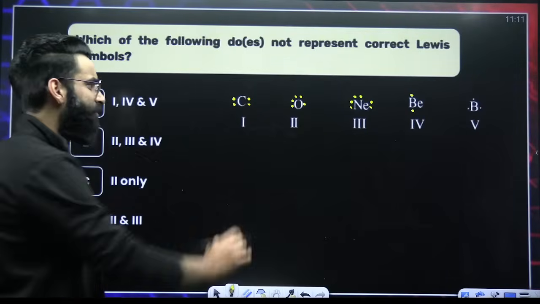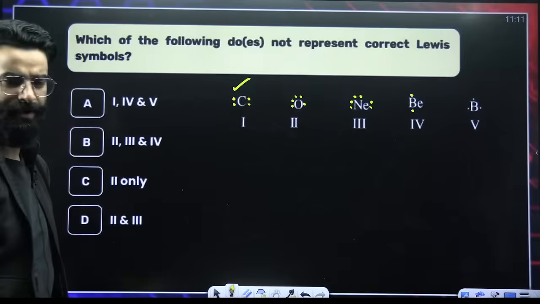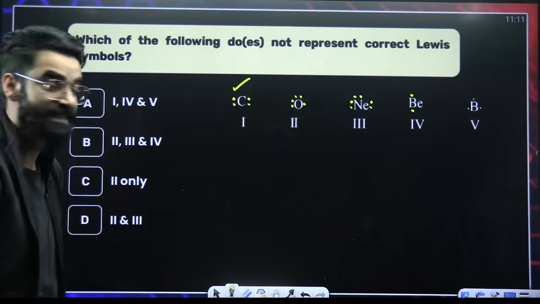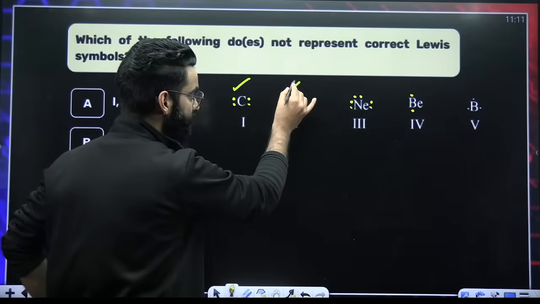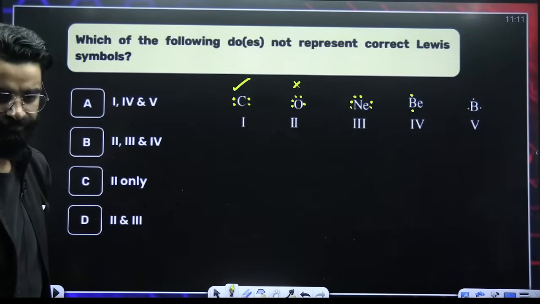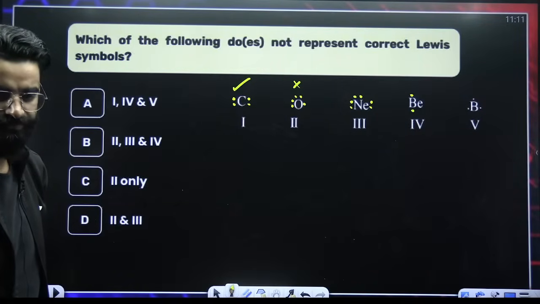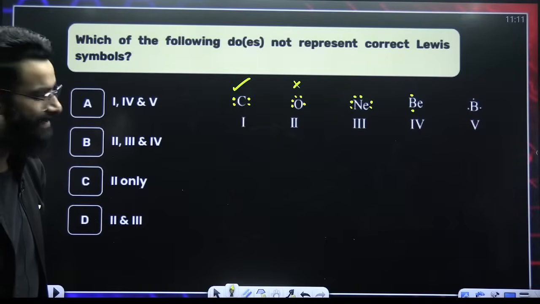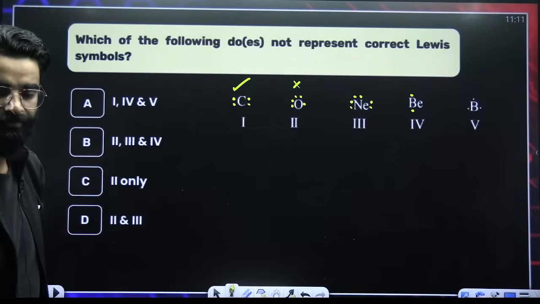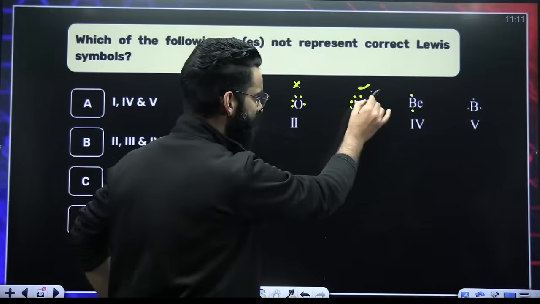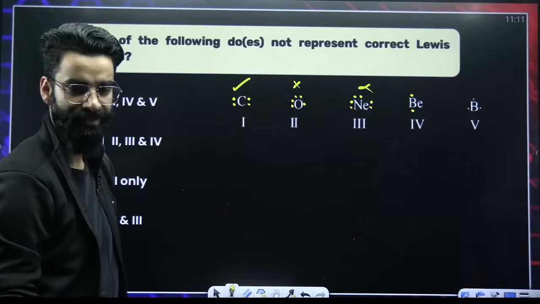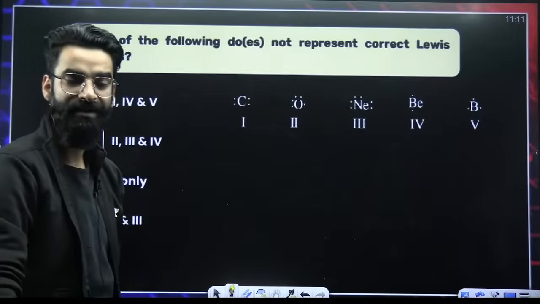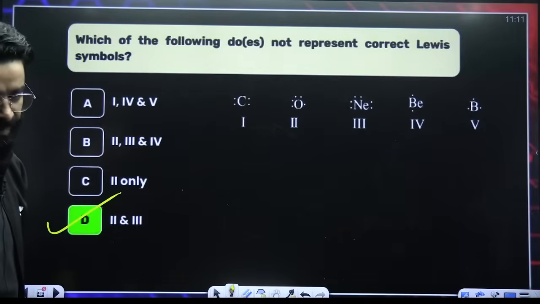Carbon has got 4 valence electrons and all the 4 valence electrons are shown over here. Oxygen has got 6 valence electrons, but only 5 have been shown. Neon has got 8 valence electrons, only 6 have been shown. Rest everything is fine, I believe. Perfect. Second and third is the answer of this particular question. You all are absolutely right.